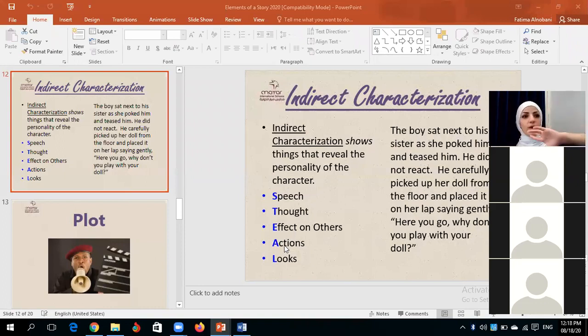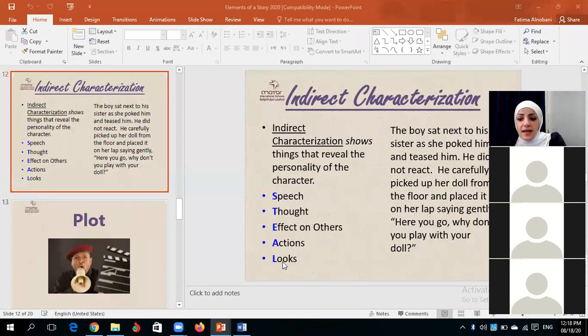Actions. Whenever Miss Fathiya gets angry, she taps on the table really hard, for example. She bangs on the table. The looks. Let's say her hair is not combed properly, her clothes are stained and raggedy. It gives you an indirect sense of her being not clean, for example.